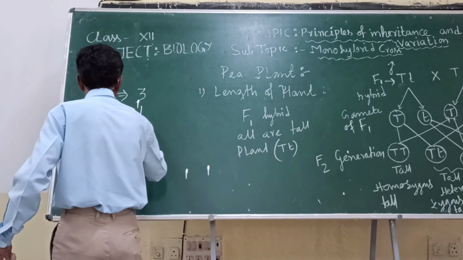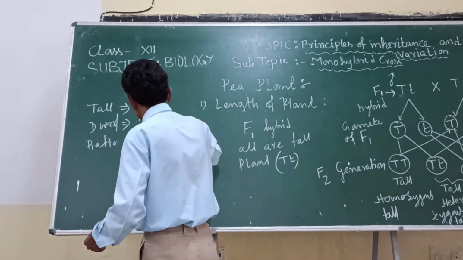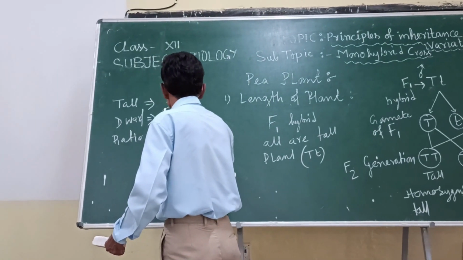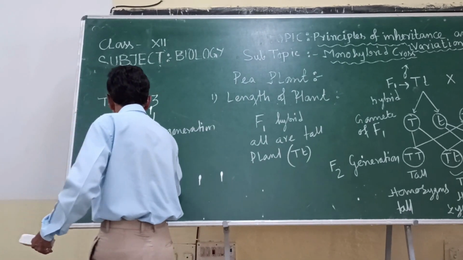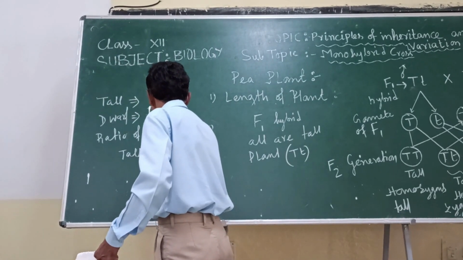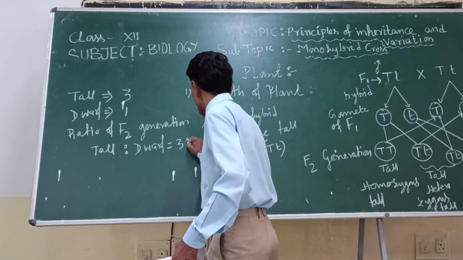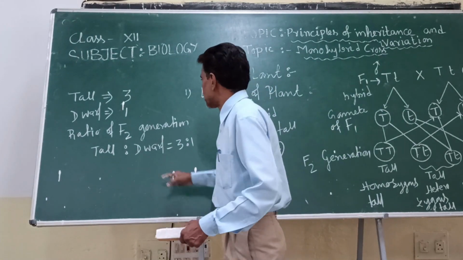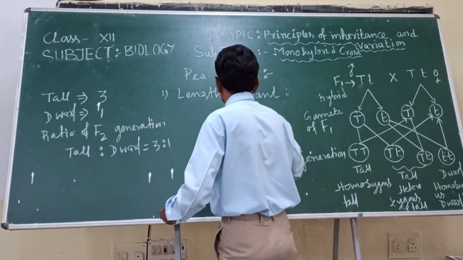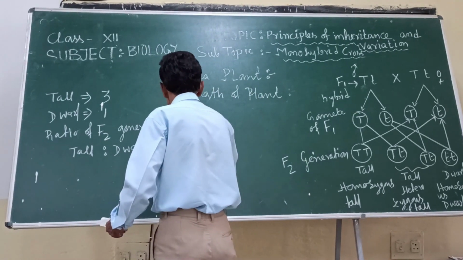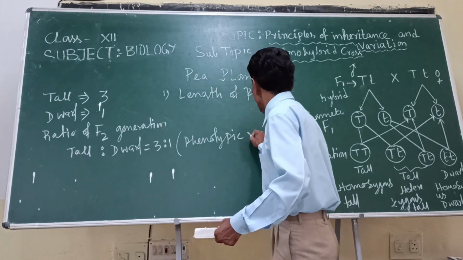So the ratio of the F2 generation, tall is to dwarf, is 3:1. This is the observable character. We call it the phenotypic ratio. So let me write in the bracket: phenotypic ratio.